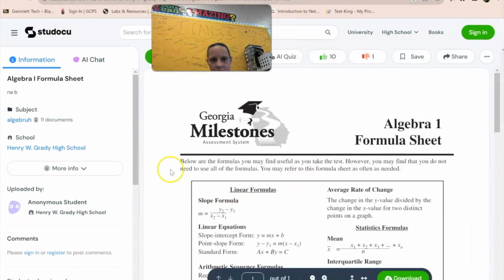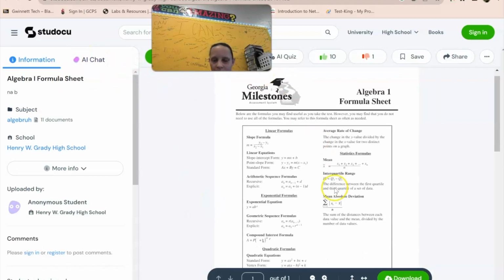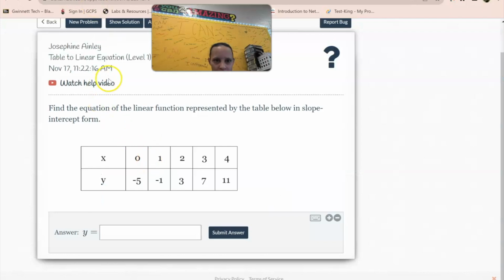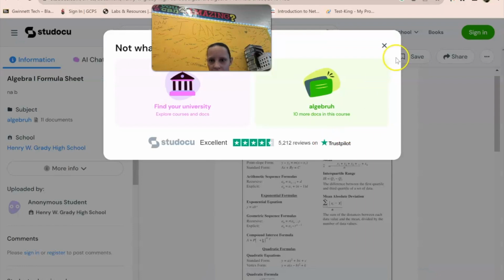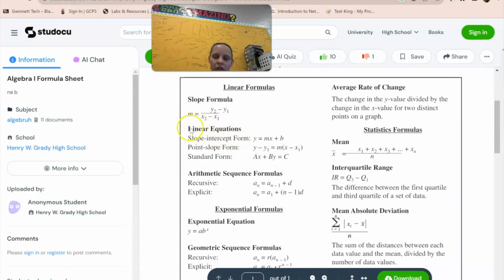All right, perfect. So here's my formula sheet. So we are good to go. And I need to know, what was it I was looking for? I was looking specifically for a linear function. So I'm going to come to my formula sheet and look for a linear function. Something close, linear equation.